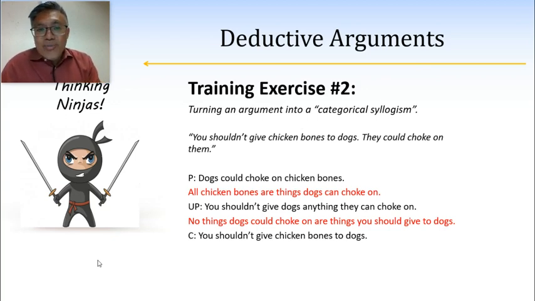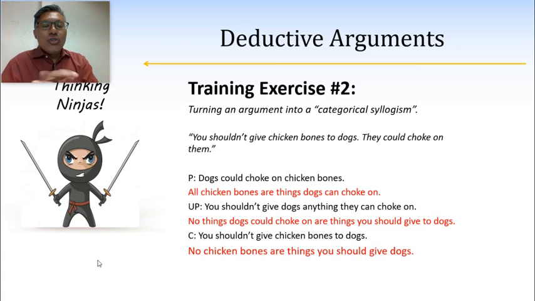How about the last claim, the conclusion? How could we rephrase this and put it into one of our standard forms? You shouldn't give chicken bones to dogs. Shouldn't. So we're excluding a group, right? Hopefully it's obvious we're looking at an E claim here. The question is, what category are we excluding from what other category? Well, hopefully you can see that you shouldn't give chicken bones to dogs is saying no chicken bones are things you should give to dogs, right? No chicken bones are things you should give dogs.